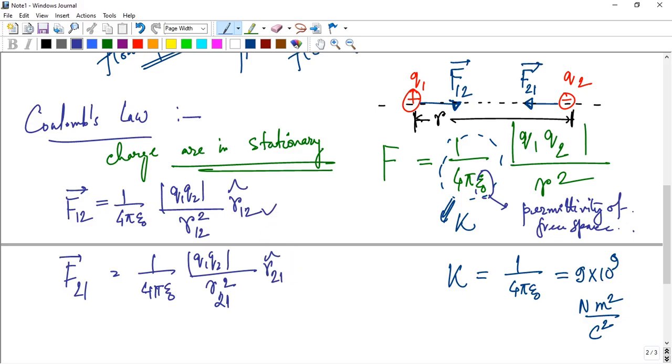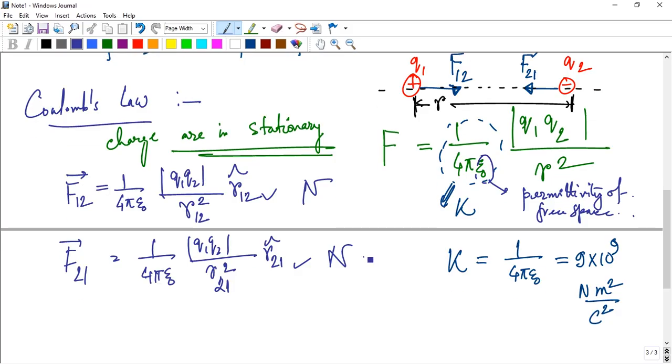F21 is 1 over 4 pi epsilon naught, q1 q2 over r21 square, r21 cap. The magnitudes of both forces are the same, only the direction is different, and both are in Newton. That's a force. That's the basic of Coulomb's law, and here there is some constant and the permittivity of free space.